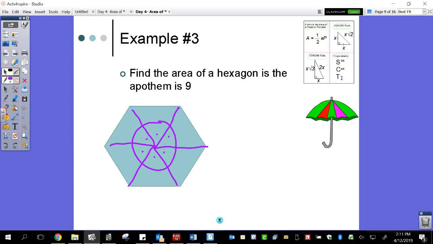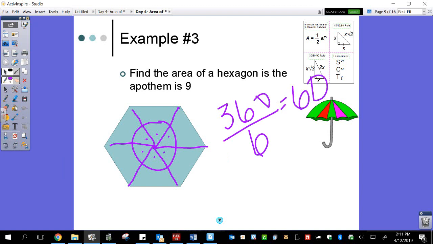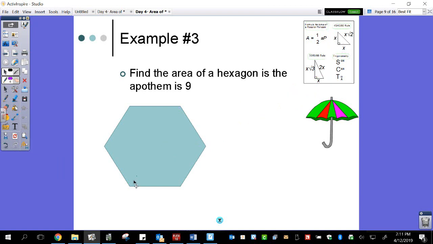360 divided by 6. And what's that give me? 60. I'm just showing you that's how you find each angle. So, now, do you agree then this angle is 60? Yeah, so then it would be an equilateral triangle.